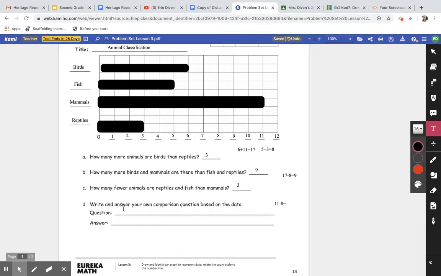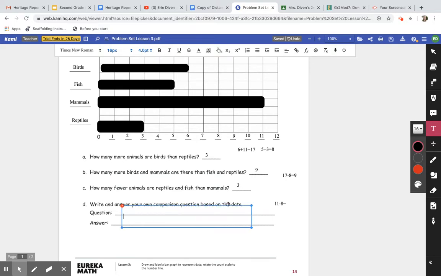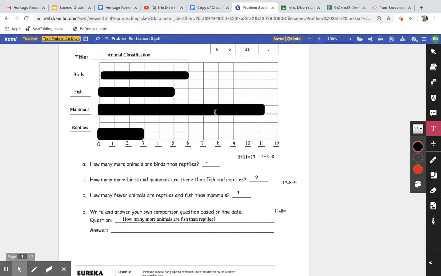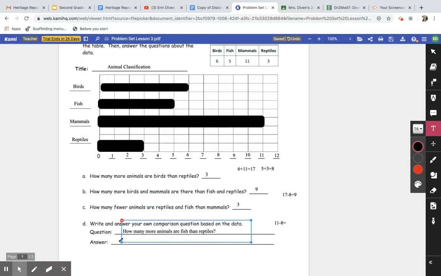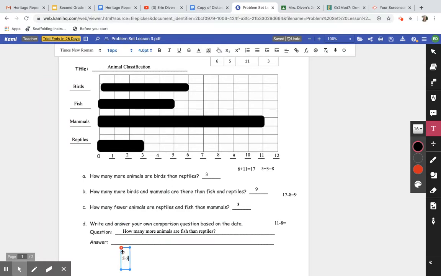Okay, finally it says write and answer your own comparison question based on the data. And then we're going to type in a question. And again, just like the last problem set, our questions might be different. So we'll just come up with one. Let's say, how many more animals are fish than reptiles? We'll type that in. So then here we're going to look at our fish. Fish we had 5, reptiles we had 3. So that's going to be 5 minus 3, which is going to give us an answer of 2.